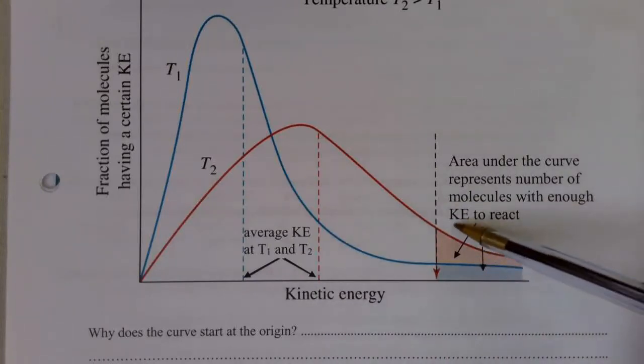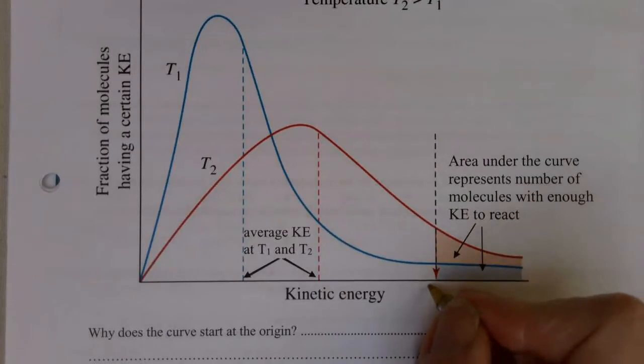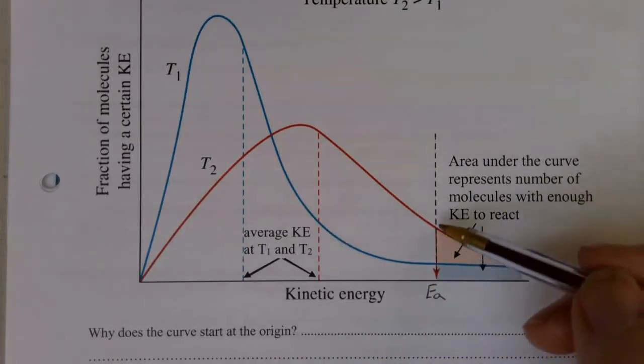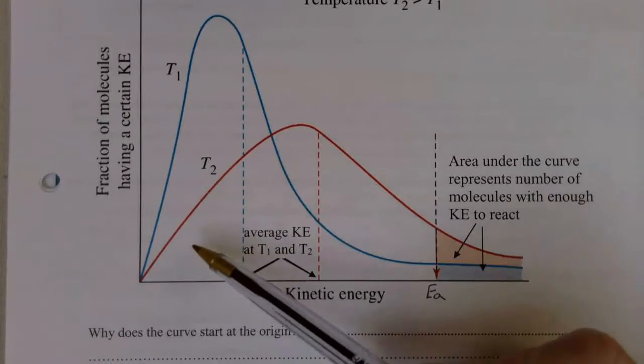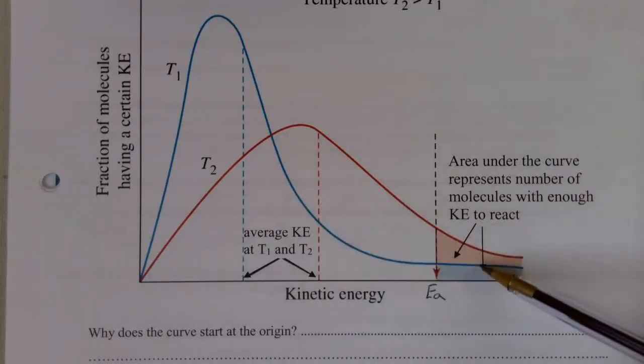But it is only those particles with an energy greater than or equal to the activation energy, this is my activation energy point, that actually have sufficient energy to react. And you can see here, by increasing the temperature, I've increased the area under the curve, so therefore I've increased the number of particles that can react.